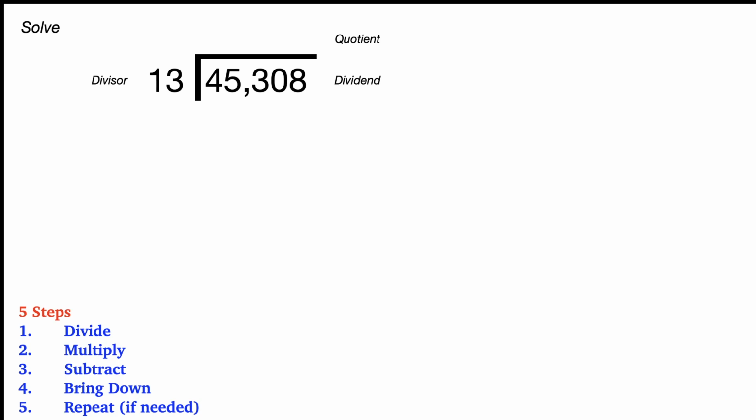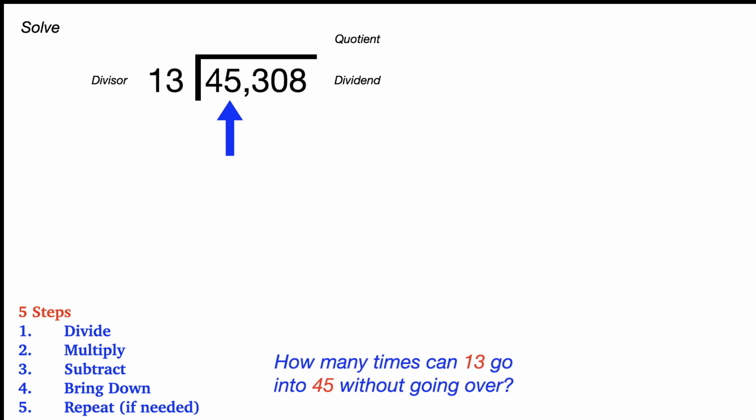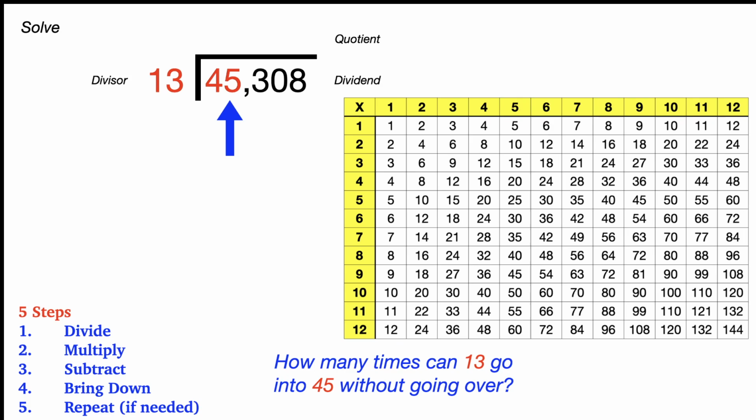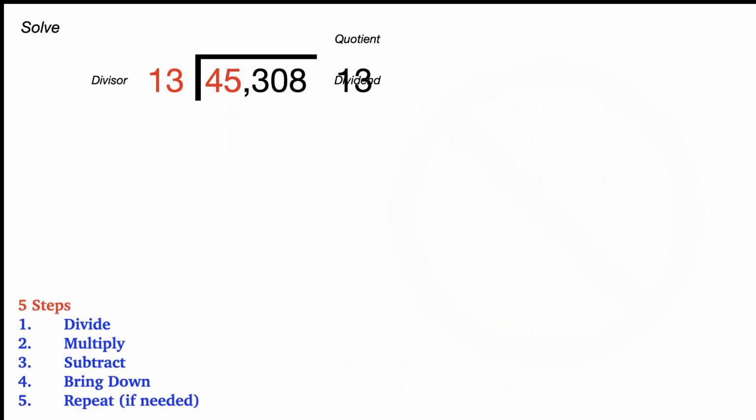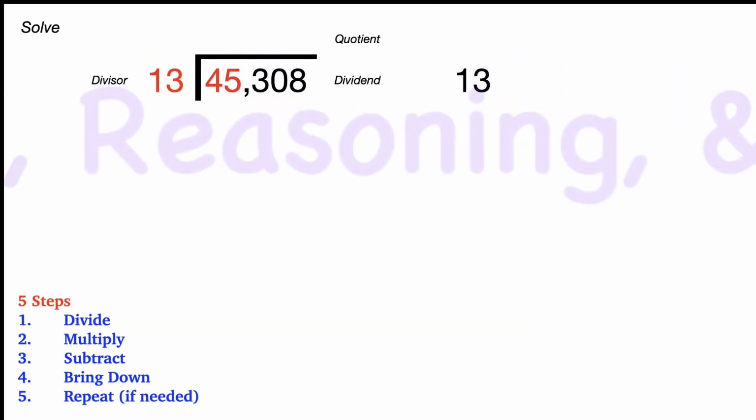Our first step is to divide. We're going to start with the second digit because we have two-digit divisors, and ask yourself, how many times can 13 go into 45 without going over? Now, remember, we can't use just regular basic multiplication facts. That will not work for this lesson, which is why we're going to use other strategies, okay? So we'll put our divisor over there.